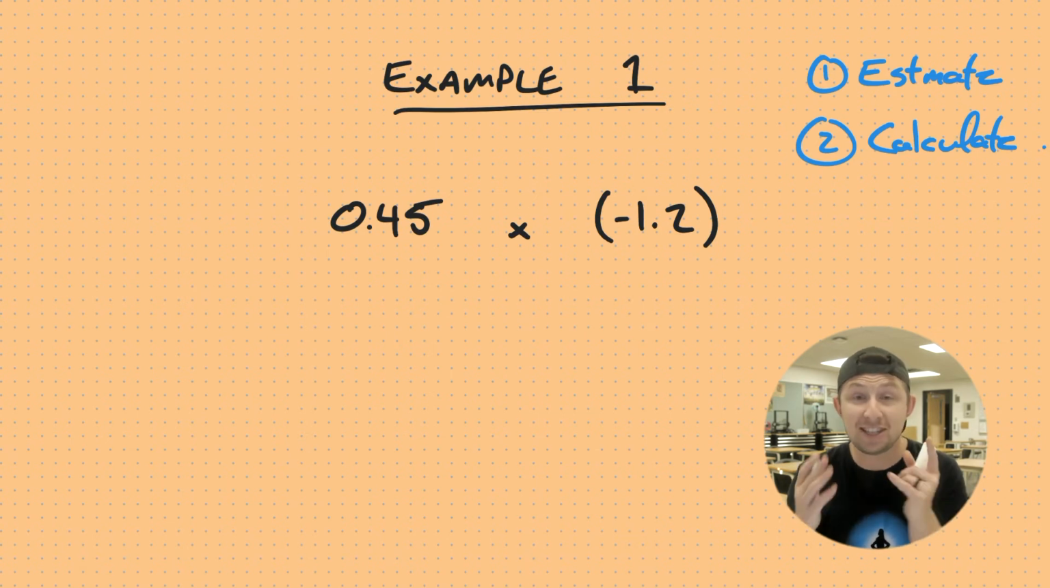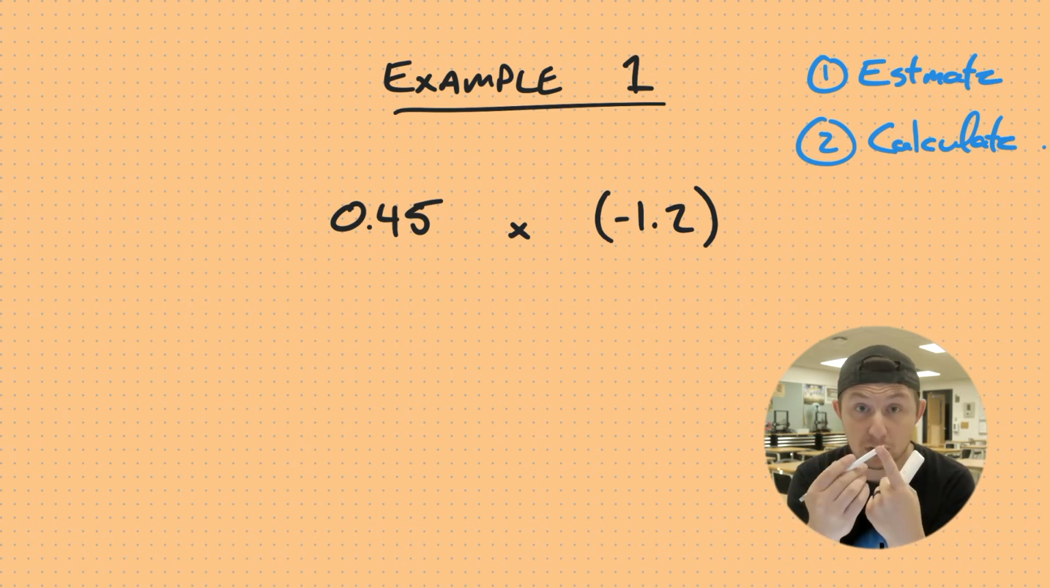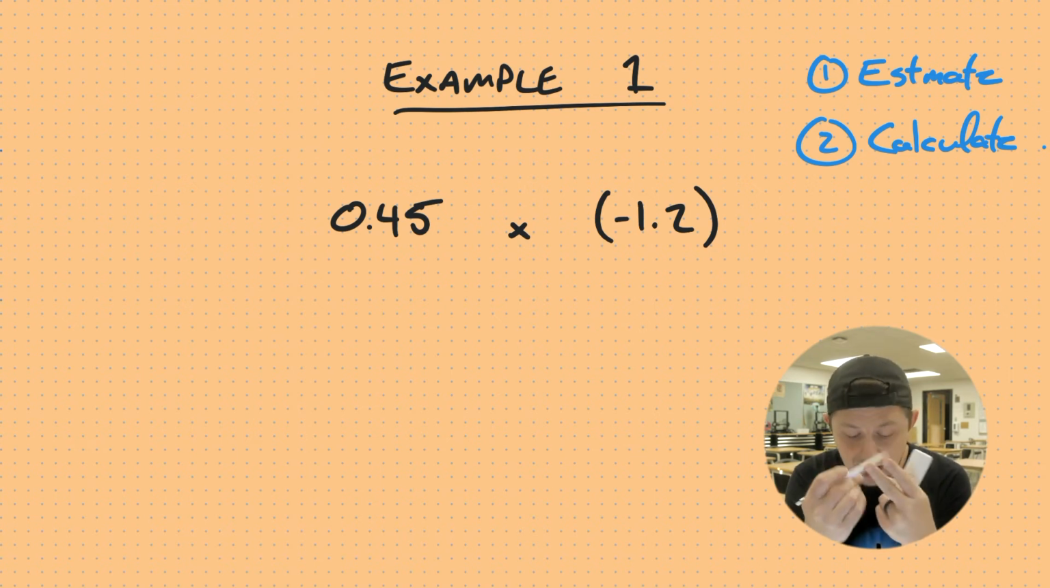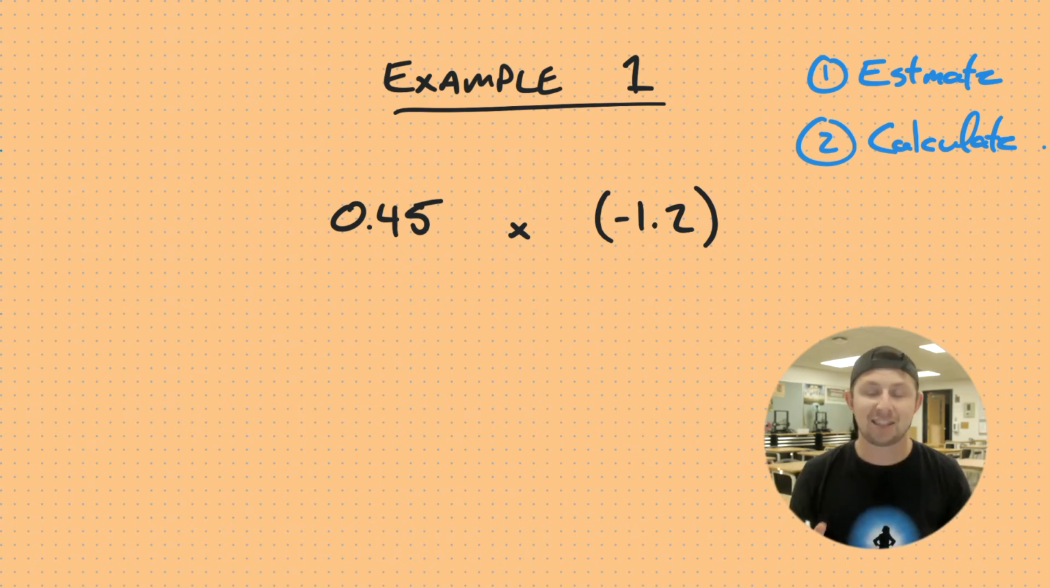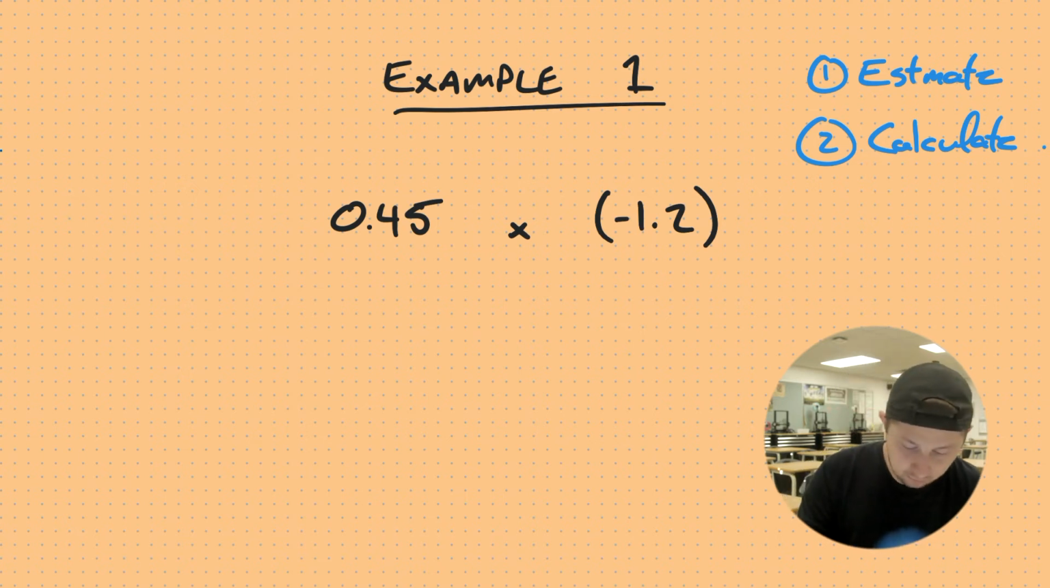Now, we're going to do the same thing we did last time. We are going to estimate, and then we are going to calculate. So let's estimate this one. Here's question number one. 0.45. What is this close to? Go ahead, fill in the blank here. All right, so I'm going to estimate this is close to 0.5.